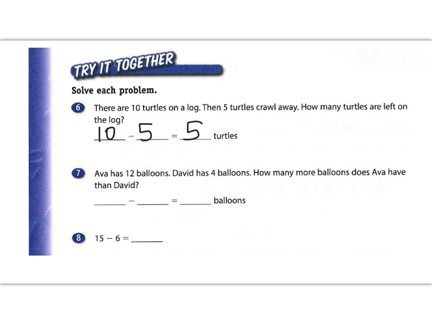Number 7 says, Ava has 12 balloons. David has 4 balloons. Here's that word, that phrase. How many more balloons does Ava have than David? Well, we know 12 is more than 4, right? How many more? We subtract. 12 minus 4 equals 8. She has 8 more balloons.